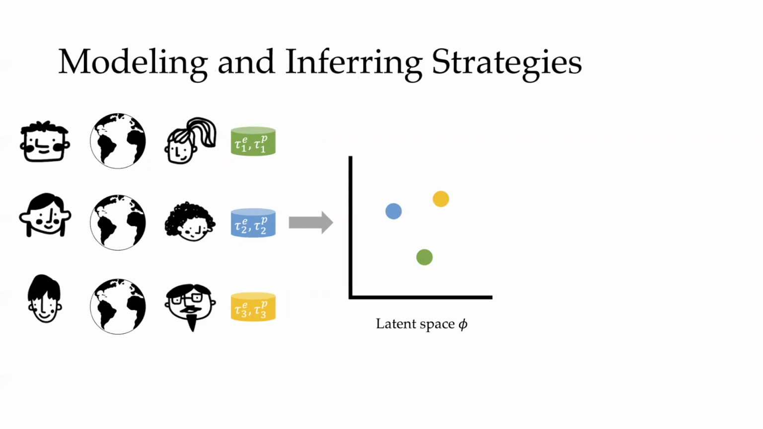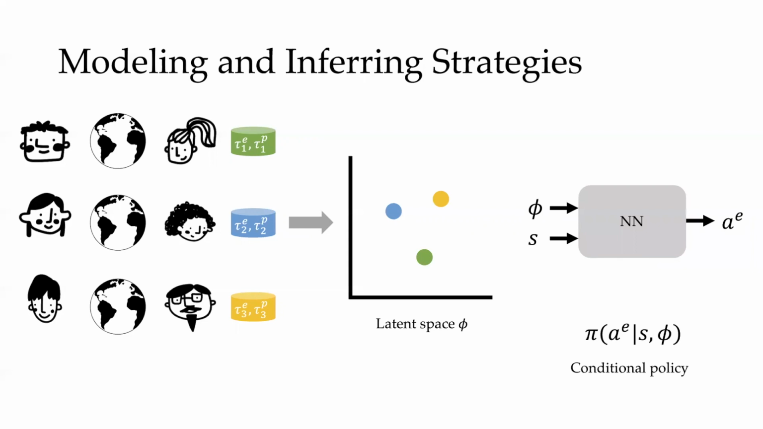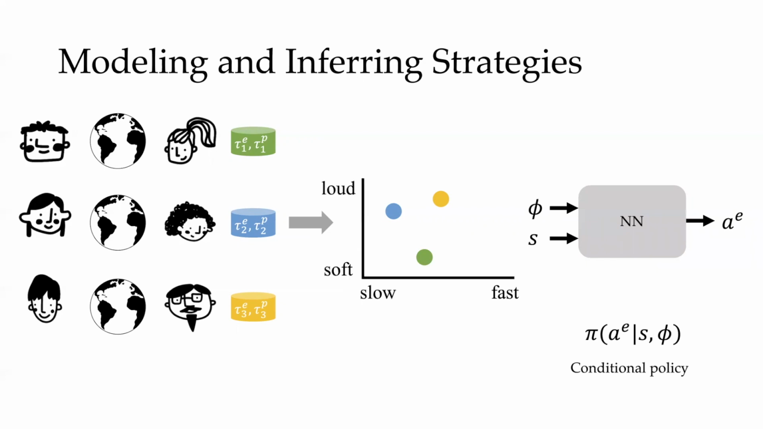To do so, we will use the training partners in our training dataset to form a latent space over partner strategies. In this diagram, we've modeled each pair of partners as a point in this latent space phi, which we can interpret as the strategy employed by each pair of partners. Then, conditioned on the strategy phi of the partner, our policy should recover the policy that was used to form the training dataset. So in our musical coordination example, suppose that our latent strategy encoded the playing style of the musicians.